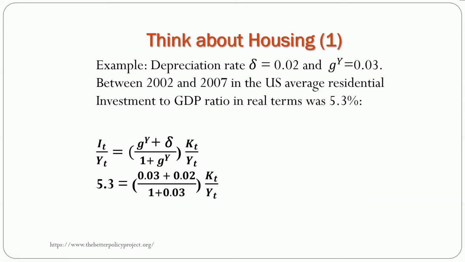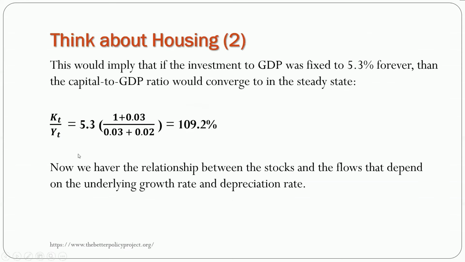I also discussed some examples. Here you can see that the depreciation rate is equal to 0.02, and the percentage change of GDP growth is equal to 0.03. Between 2002 and 2007 in the US, the average residential investment to GDP ratio in real terms was 5.3%. In this equation we can put all the numbers, and if this investment to GDP ratio was fixed at 5.3%, then the capital to GDP ratio would converge to its steady state value.